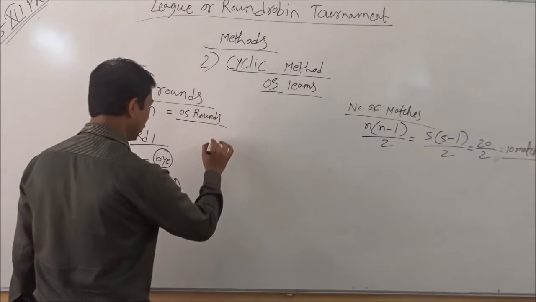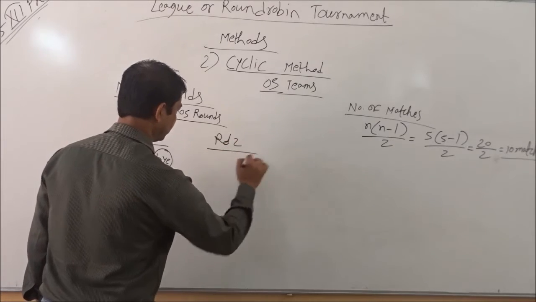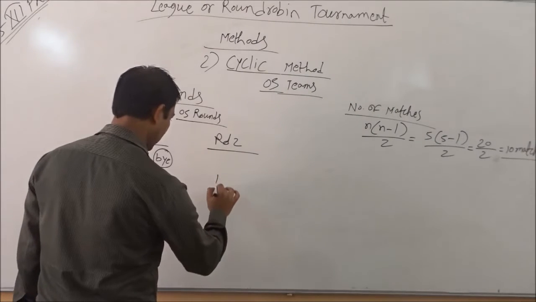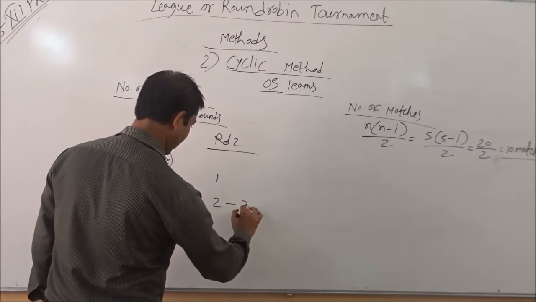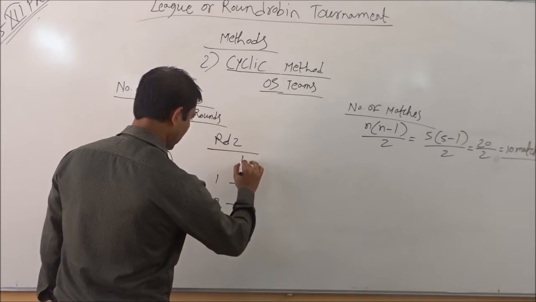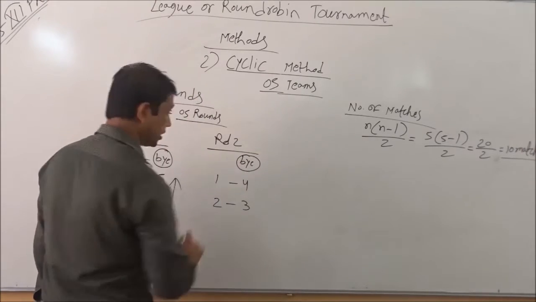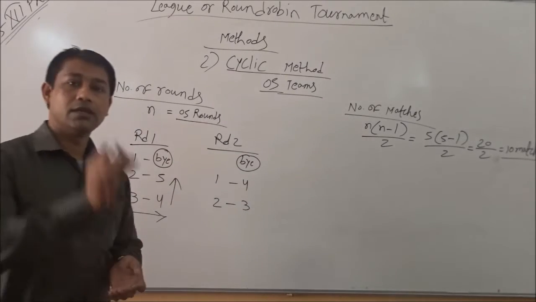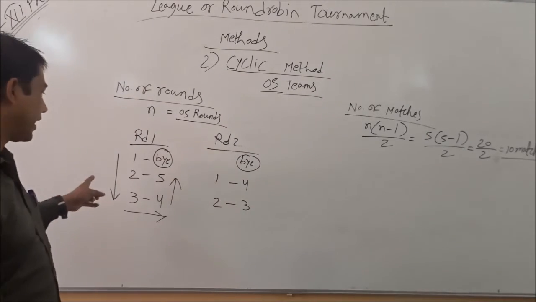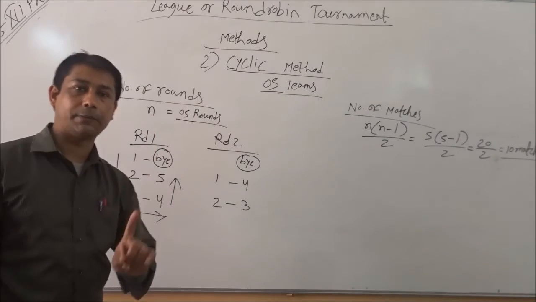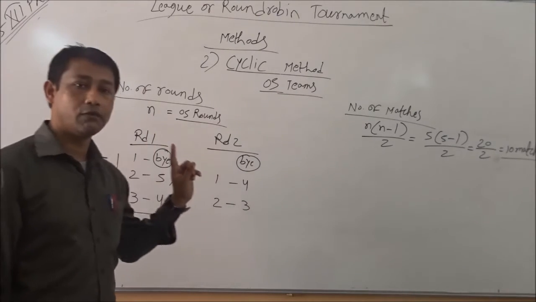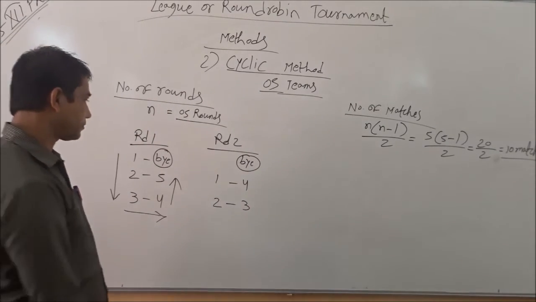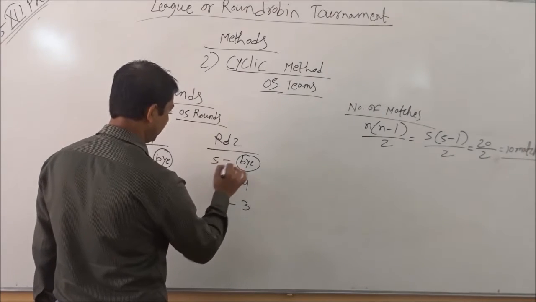Moving forward to round 2. One will be coming one step down. 1, 2, 3, 4. Now I have kept bye as fixed. You can keep any team fixed in any position. Just you need to keep one thing in mind, that team whichever you are keeping fixed, the fixed team will remain fixed in all the rounds. 5 will be moving forward.